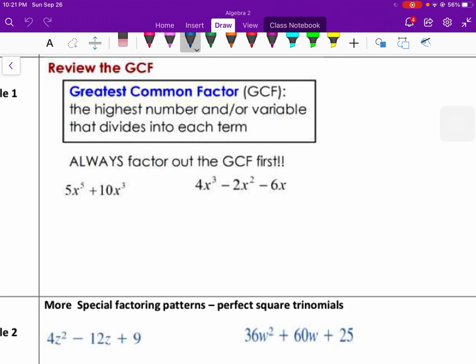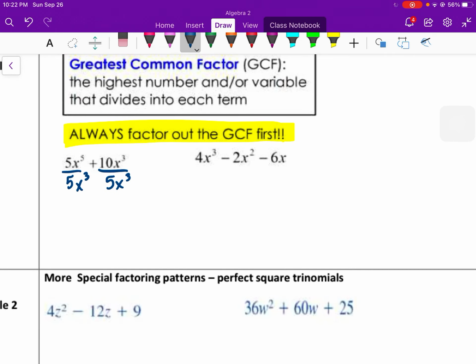This is something that I didn't stress enough in the first two lessons, but you need to always factor out the greatest common factor first. That should be your first step. If there's a greatest common factor, you should take it out first. Remember, you find that by thinking, what can I divide all of the terms by? So in the first example, I can divide them both by 5, and then I have an x to the 5th and an x cubed. So I can divide them both by x cubed. That's the largest one they both share.